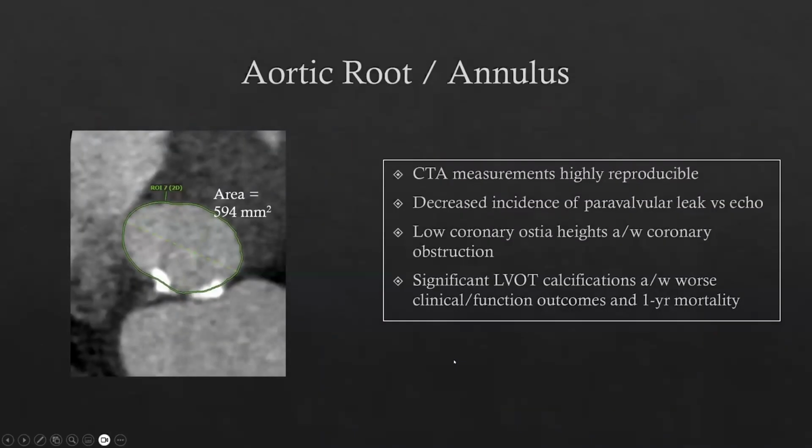So, why CT? CT measurements have been shown to be better than echo measurements in a lot of different categories. One, CTA measurements are highly reproducible. There's been shown to be a decreased incidence of paravalvular leak versus echo, probably because we can more accurately assess those small changes in systole versus diastole. We can also look at the coronary ostial heights with respect to the annulus. So, if the coronary ostial heights are too low, the TAVR could potentially obstruct coronary arteries and cause subsequent symptoms.